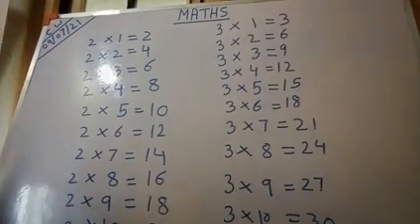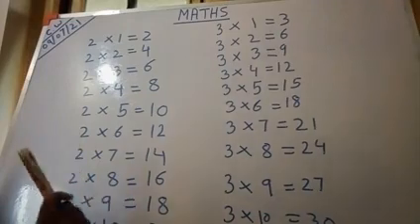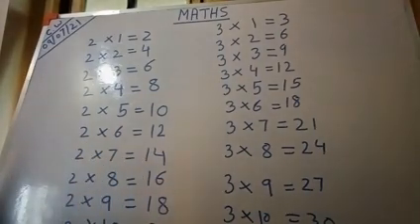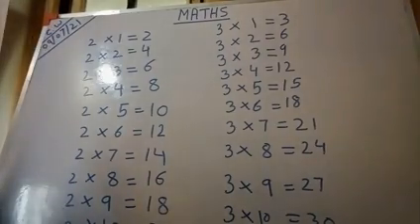So children, these are the 2 tables you have to learn. After you learn the tables, I will teach you one more concept in the multiplication table: anything multiplied by 0. I will teach you in the next video class.